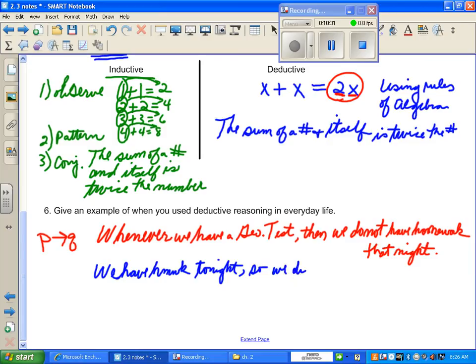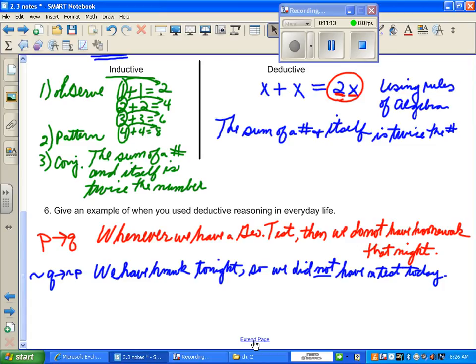So, we did not have a test today. Because we know from up above, whenever we have a test, we do not have homework that night. And that's P implies Q. What I wrote down below is I switched it around and I negated each part. So I have not Q because we have homework tonight, and that implies not P. So we did not have a test today. I should say have a geometry test today.